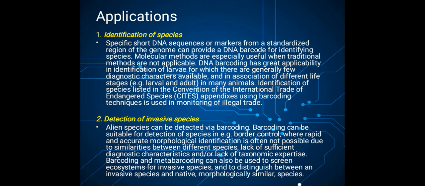Detection of invasive species: alien species can be detected via barcoding. Barcoding can be suitable for detection of species in a broader control where rapid and accurate morphological identification is often not possible due to similarities between different species, lack of sufficient diagnostic characteristics, and a lack of taxonomic expertise. Barcoding and metabarcoding can also be used to screen ecosystems for invasive species and to distinguish between an invasive species and native morphologically similar species.